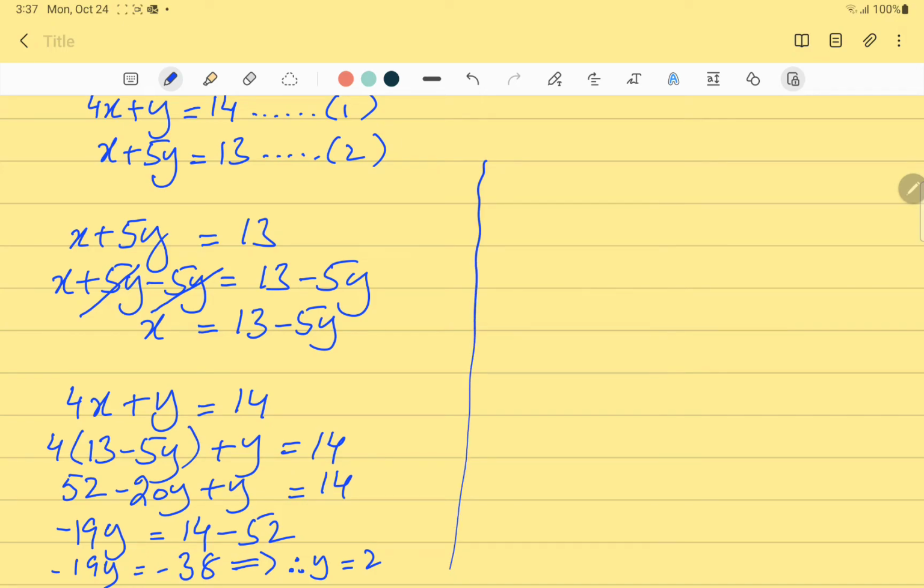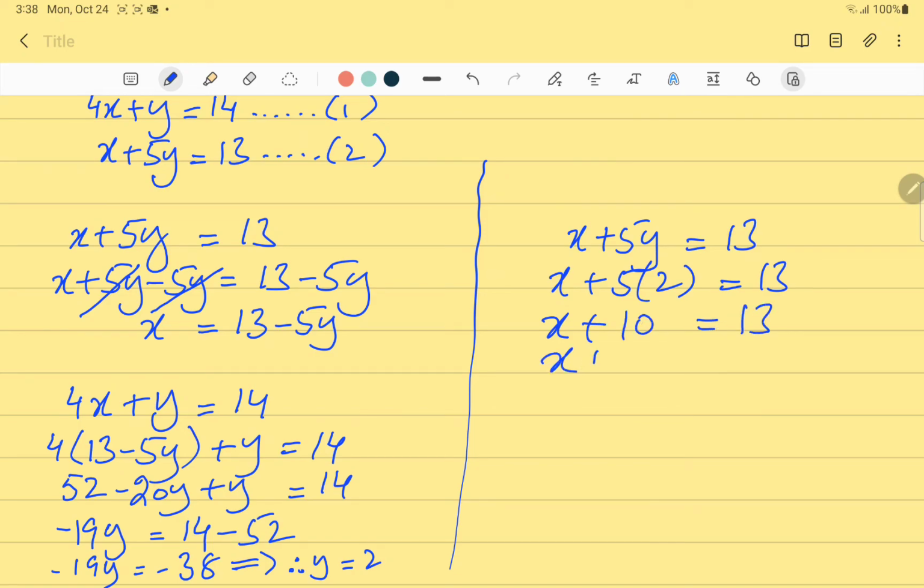Now by substituting y is equal to 2 in equation number 2, we will get, so our equation number 2 is x plus 5y is equal to 13. Here we will substitute the value of y, which is 2. So x plus 5 into 2 is equal to 13. X plus 5 into 2 is 10 is equal to 13. We subtract 10 from both sides. Minus cancels with plus. So x is equal to 3.